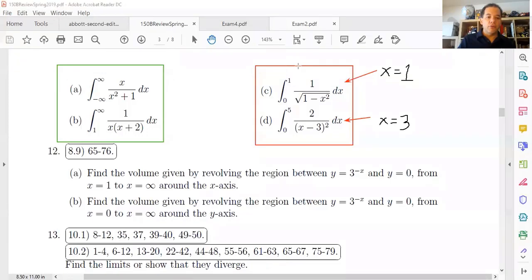So let's do, I don't exactly know which one. About part B, B and D. So this is 11, I think it's 11. 11 part B. So 11 part B is the integral from 1 to infinity of 1 over x times x plus 2. Let's start with that one, and then we'll do D.